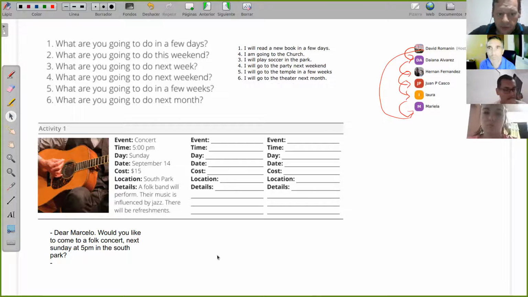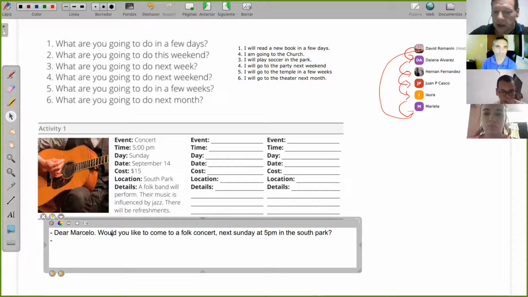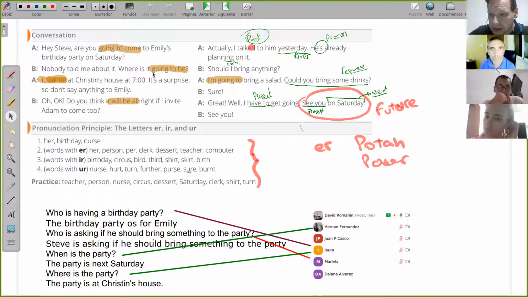So now I will give you some homework. This was an example, but let's say you have to create or imagine some events, okay? Some events that will happen in the future. And then you can create a dialogue similar to this one.